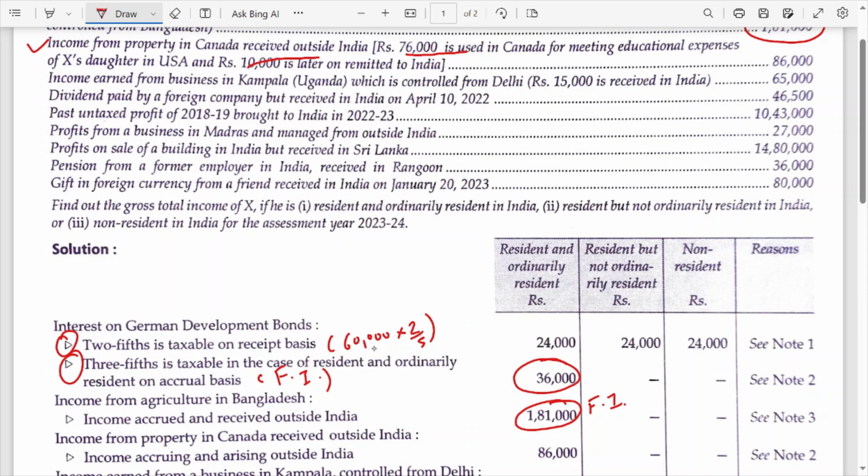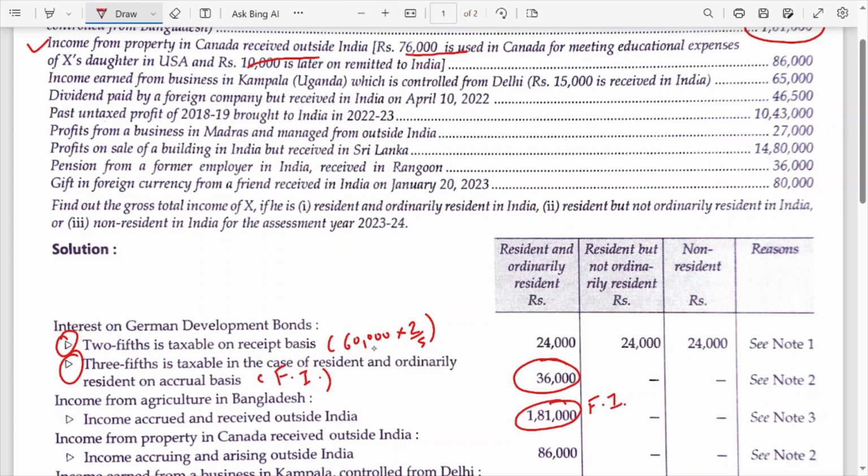Once again, I am repeating the concept. When you want to say whether it is Indian income or foreign income: when it is received in India, it is Indian income. When it accrues or arises in India, then also it is Indian income. And when both situations happen in India, then also it is Indian income.